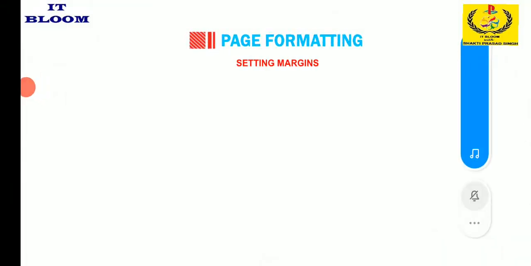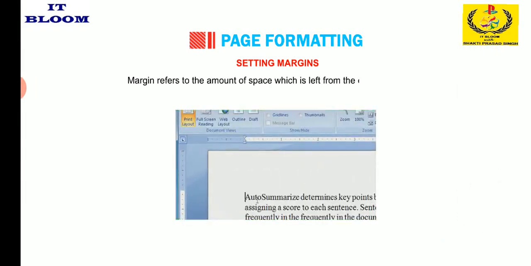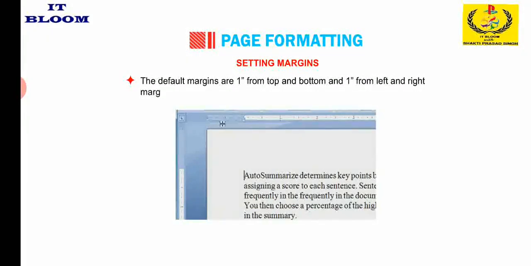Let us now discuss setting margins. Margin refers to the amount of space which is left from the edges of a paper where the text actually begins to appear. MS Word allows you to set the margins on all four sides of the document, that is, top, bottom, left and right. The default margins are 1 inch from top and bottom and 1 inch from left and right.